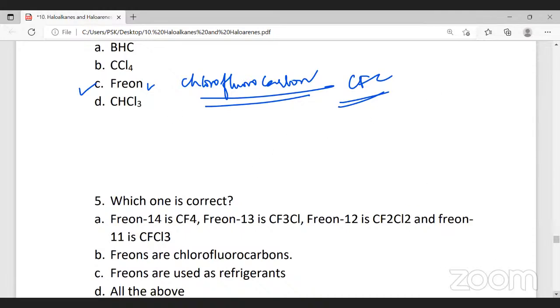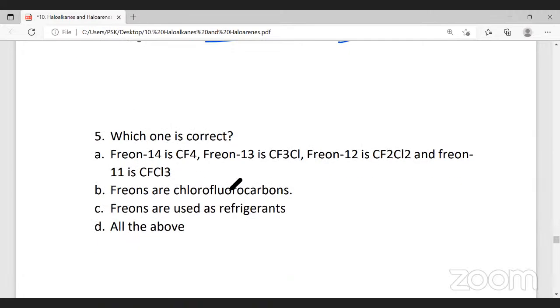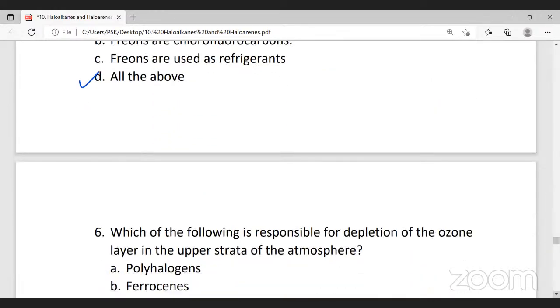Which one is correct? Freon 14 is CF4. So many freons we have: Freon 14, Freon 13, Freon 12, and Freon 11. Freons are chlorofluorocarbons. Freons are used as refrigerants. So which one is correct? All of the above. Freon 14 is CF4, Freon 13 is CF3Cl, Freon 12 is CF2Cl2, and Freon 11 is CFCl3. All are true. The next question.